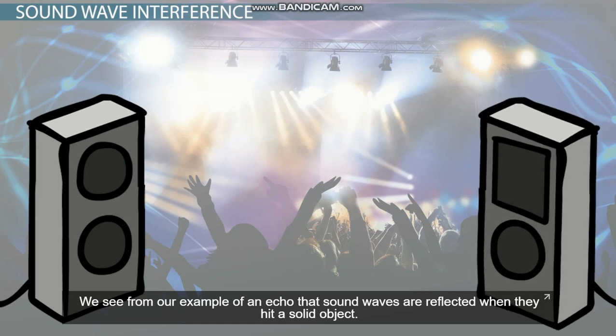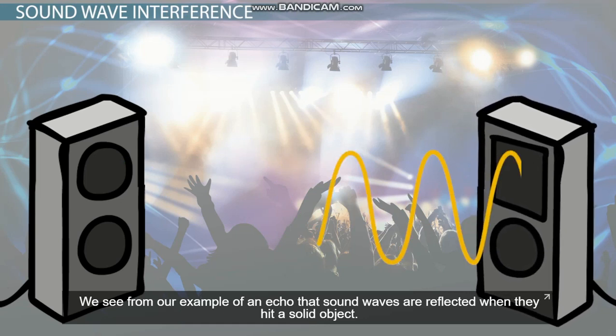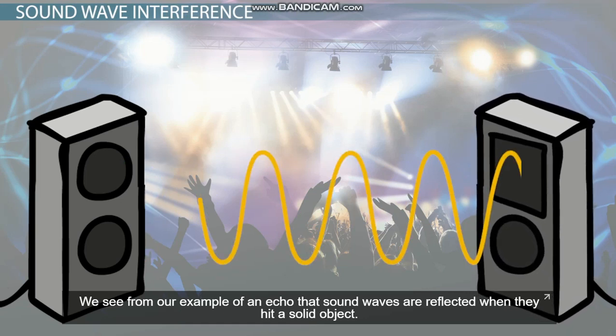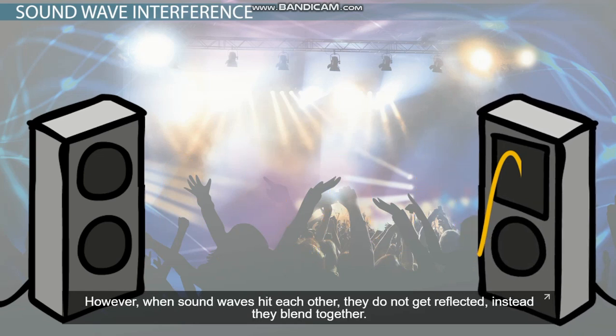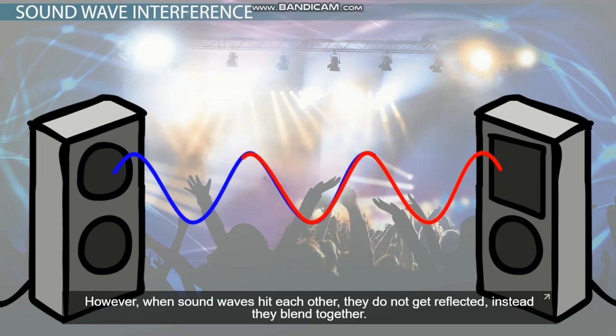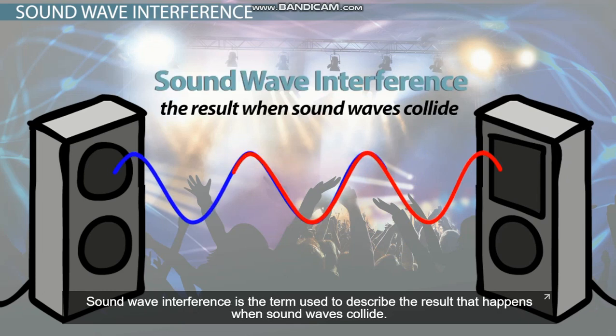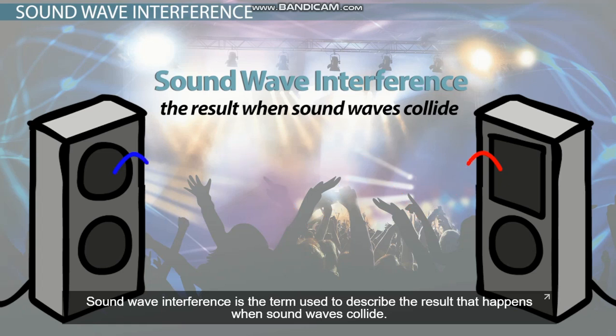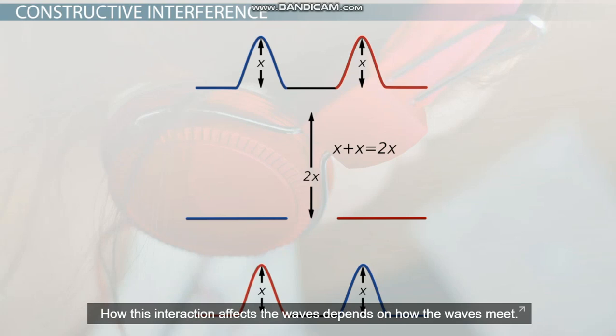We see from our example of an echo that sound waves are reflected when they hit a solid object. However, when sound waves hit each other, they do not get reflected. Instead, they blend together. Sound wave interference is the term used to describe the result that happens when sound waves collide. How this interaction affects the waves depends on how the waves meet.